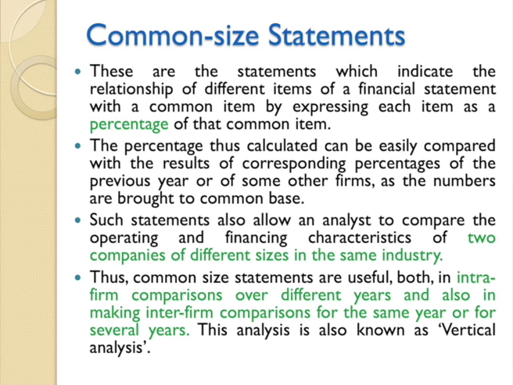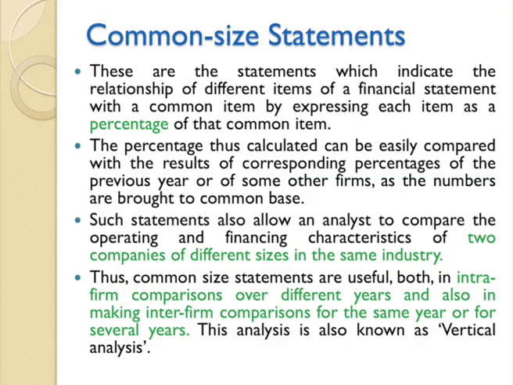Total liability is taken as 100 and the remaining items in the balance sheet are converted based on the total liabilities 100. And when you are preparing a common size income statement, total sales is taken as 100 and based on total sales as 100, the remaining items are converted as per the total sales, the base total sales being 100. So such statements also allow an analyst to compare the operating and financing characteristics of two companies of different sizes in the same industry.